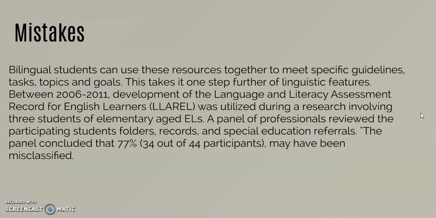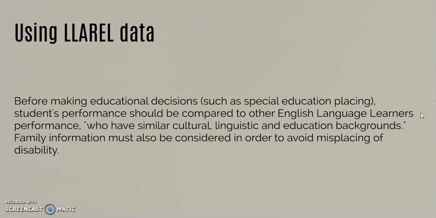Common mistakes that have been made, such as using incorrect testing or any kind of placement, sometimes they are placed in the wrong program, or they are misclassified. Right here it talks about how a panel of professionals reviewed participating students' folders, records, and special education referrals. The panel concluded that 77%, 34 out of 44 participants, may have been misclassified. So we need to use the data correctly before making educational decisions, especially when it regards special education placing.